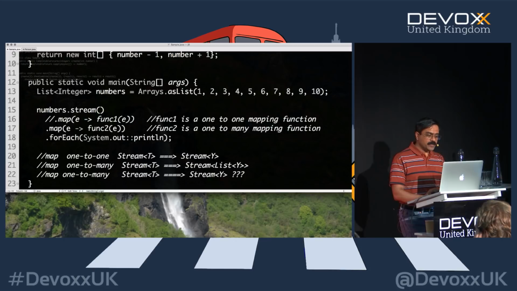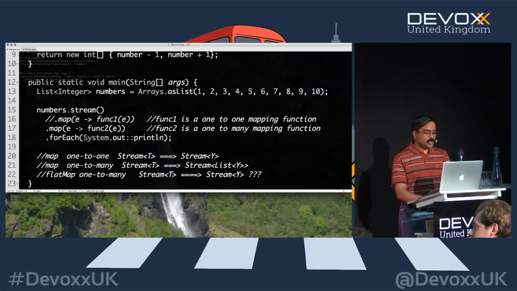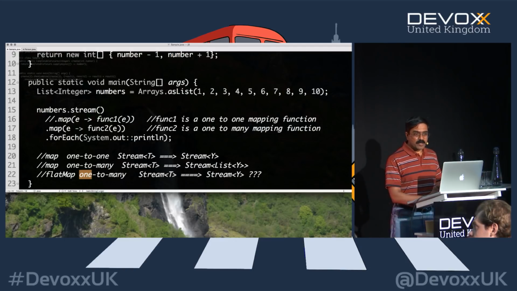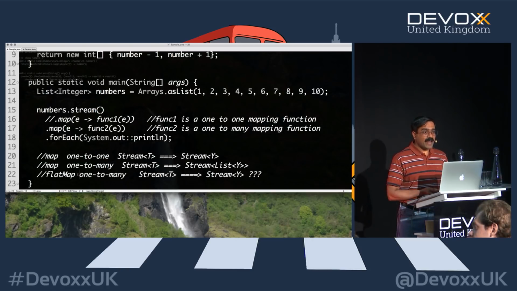How do you really do this? Well, this is exactly where you use what is called flat map. A flat map is useful to go from a stream to a stream when you have a one-to-many operation. So when do you use a map versus a flat map? Very easy. You have a one-to-one, use a map. When you have a one-to-many, use a flat map.